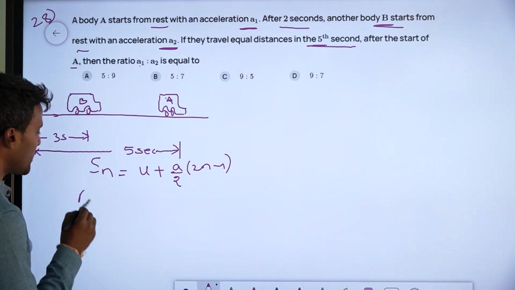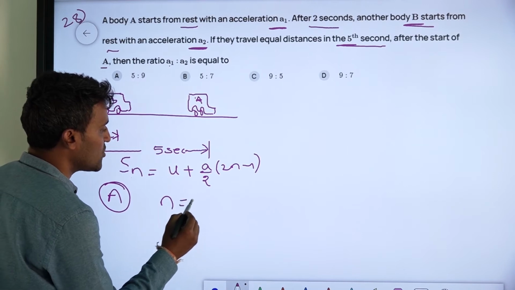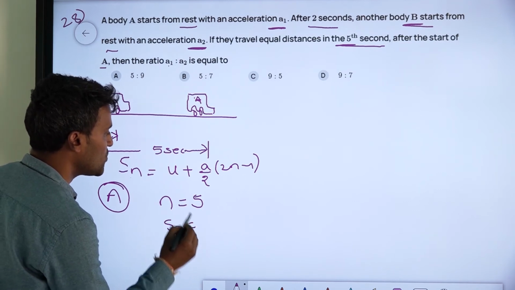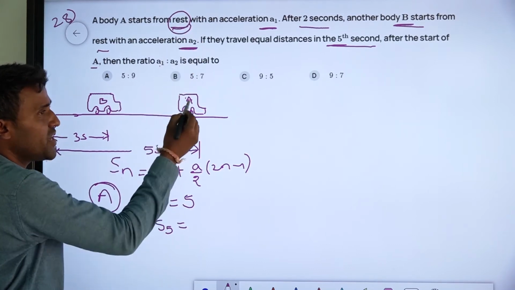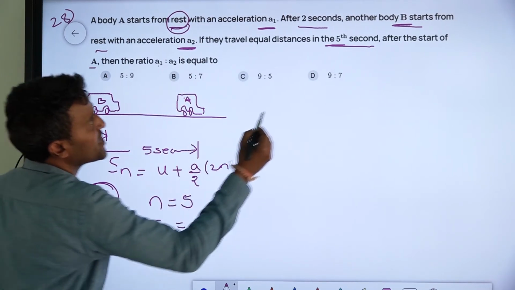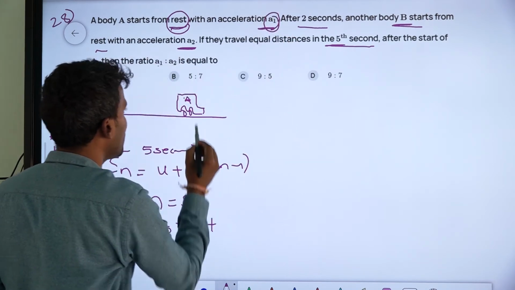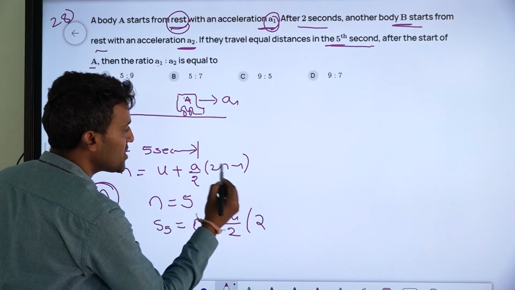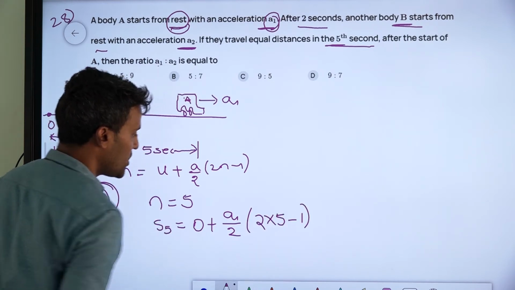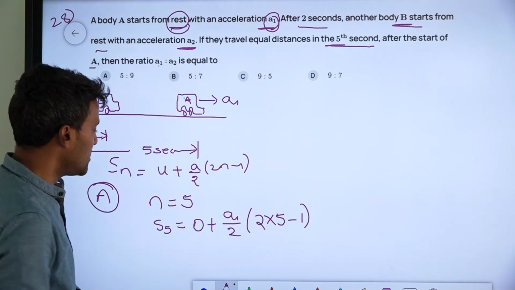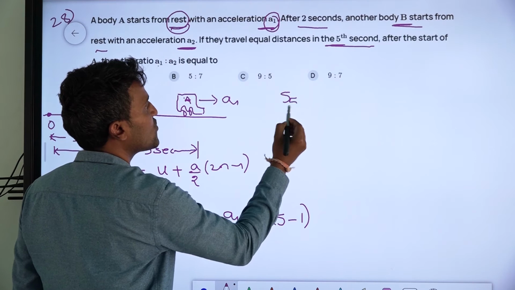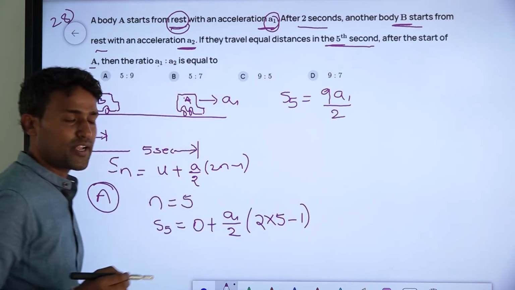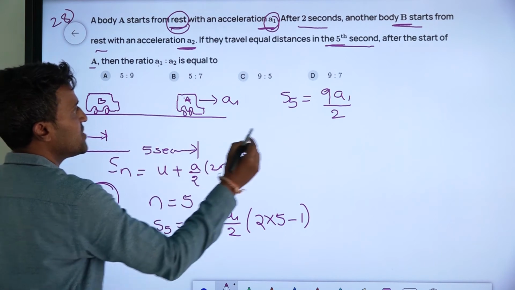Now here I am writing for body A. n is equal to 5, because it is the 5th second. S5 is equal to the initial velocity, started from rest, 0, plus the acceleration, which is given as a1, divided by 2, into (2n minus 1), with n equal to 5 minus 1. 2 into 5 is 10, 10 minus 1 is 9. We can write S5 is equal to 9a1 divided by 2.